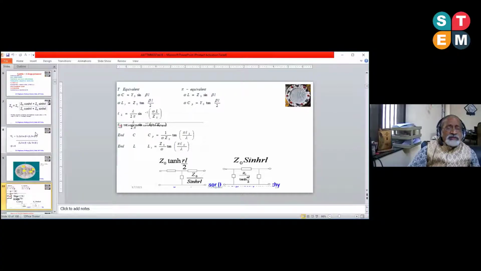Don't bother about all these expressions. Just think about the equivalent theorem. The easiest book I can recommend is John D. Ryder. The first part is the lumped one, the second part is the distributed one. If the distributed theory can be expressed in the form of a lumped theory, that means one has understood both the distributed theory as well as the lumped theory.